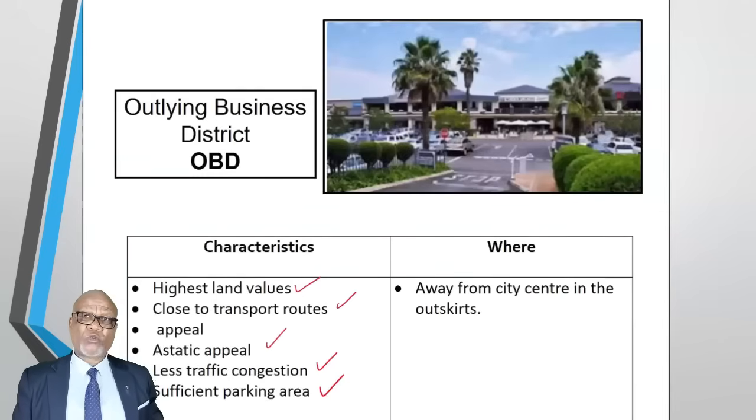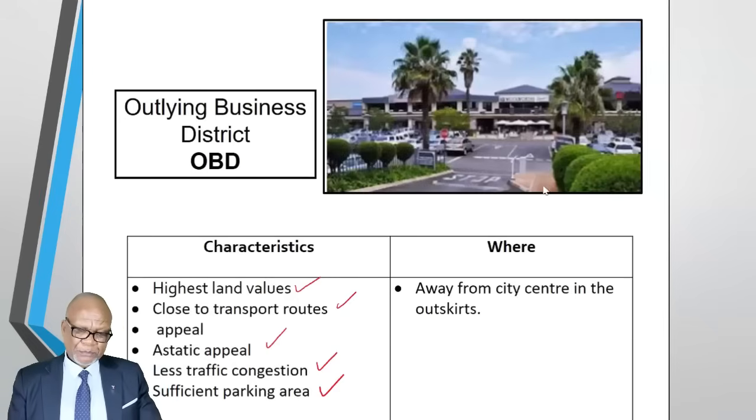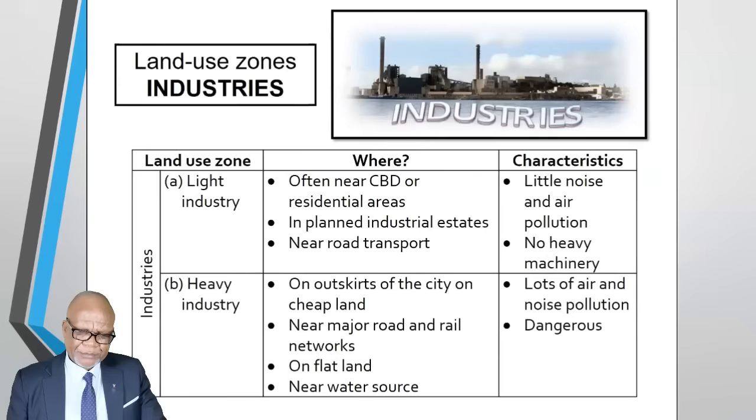So that is why the outlying business districts are more attractive to businesses than the CBD. And there is less traffic congestion there. There's ample parking space in the outlying business district.